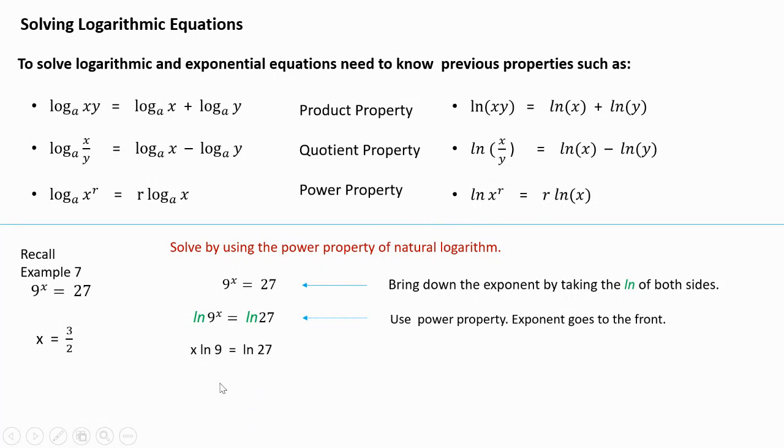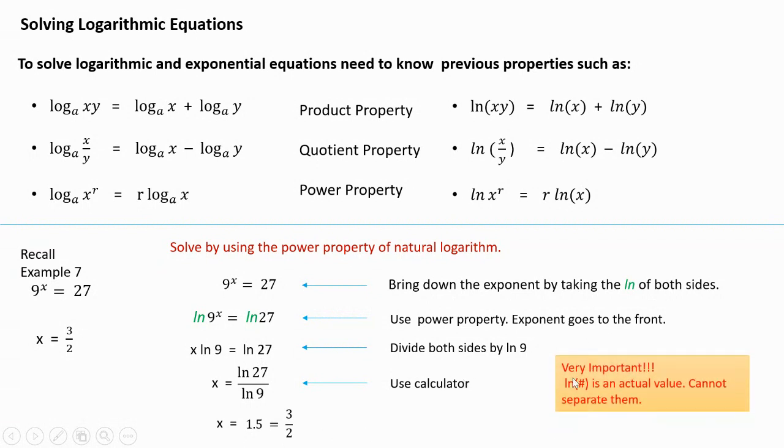Now we divide both sides by the ln of 9. Please be careful here, guys. The ln of 9 is a number. You cannot separate it. It's together. Same thing with the ln of 27. It's a number. So you divide both sides by the ln of 9, and you get the ln of 27 divided by the ln of 9. Then you can use your calculator. So the answer is 1.5 or 3 over 2. And again, you can always check your work, but we checked it last time for this particular problem.